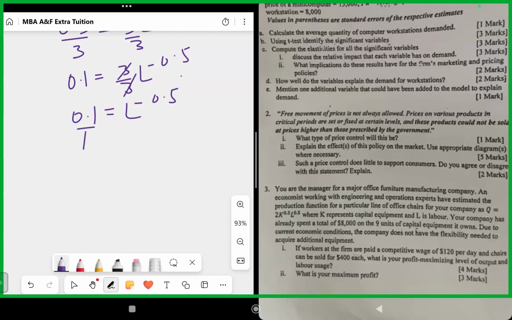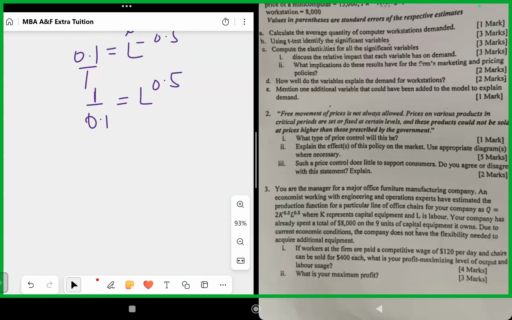Do you know that? So when the negative crosses, it will change the position to be 1 over 0.1. That's the power of the negative. So we will now have this, right? And the L exponent 0.5, the 0.5 in the index, is also over 1 at the top. Okay. Are you getting it?